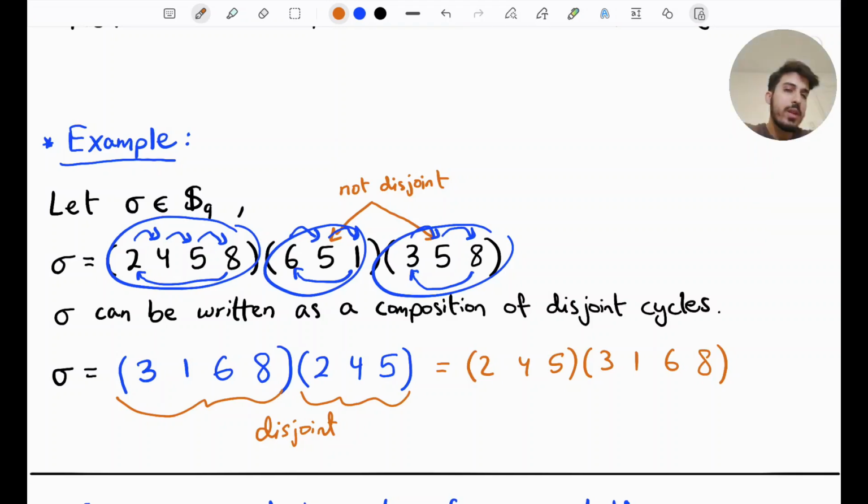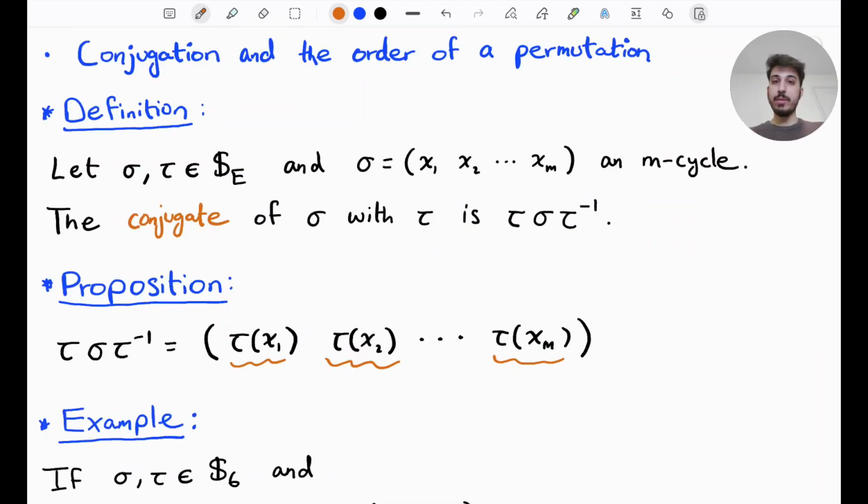Now you might ask, what is the use of this commutative property? And that will come later on. Now that we have defined what the notion of disjoint cycles are, we will be using it to further our study of permutations. We will go into conjugation and the order of a permutation. Let us start with the definition of a conjugate.